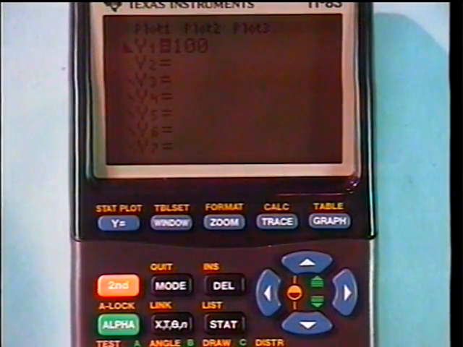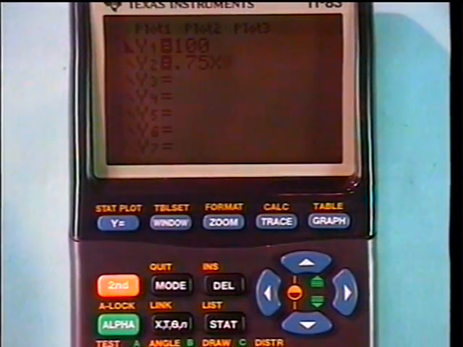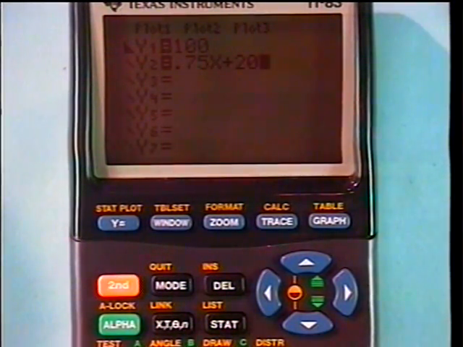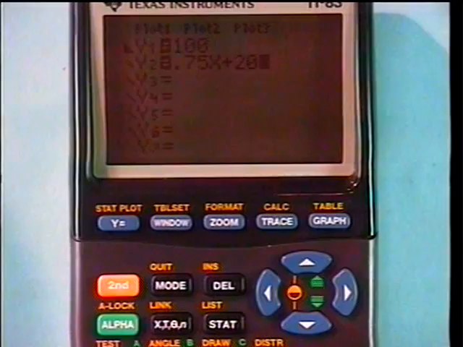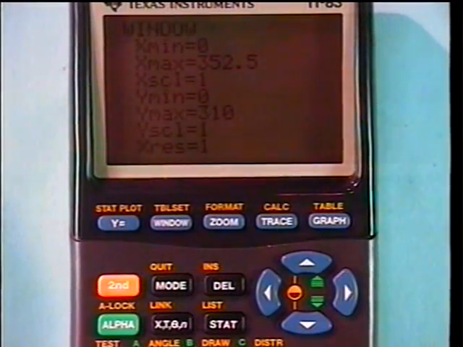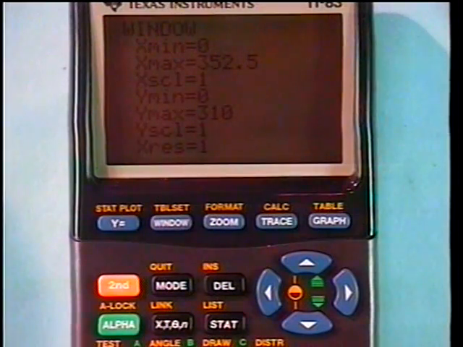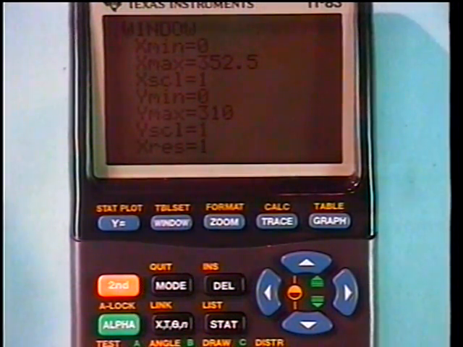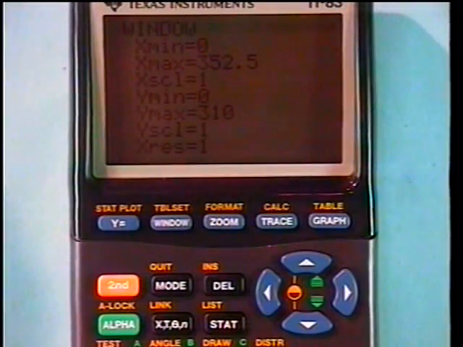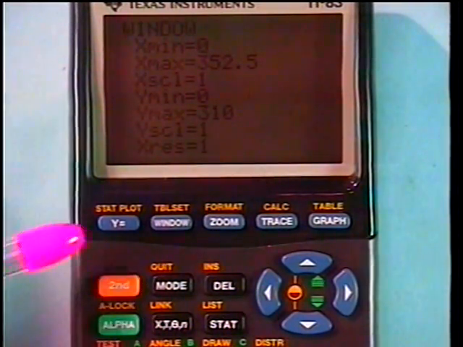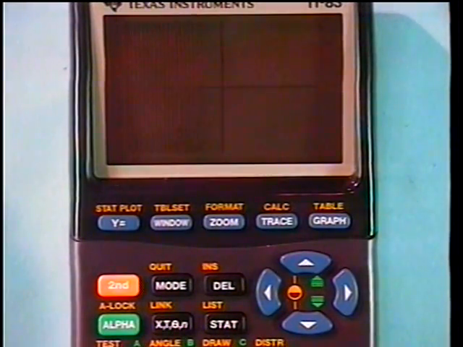Now we want to enter the function that represents Roses Are Red, 0.75x plus 20. To have our graphing calculator generate this function, your window will more than likely have to be adjusted. Okay, the window I'm suggesting is x min 0, x max 352.5 with an x scale of 1, y min 0, y max 310, y scale of 1. To be able to generate this window, after you put your equations in the y equals, use a zoom 4 to create a friendly window.